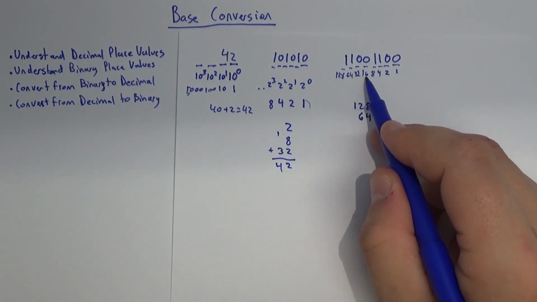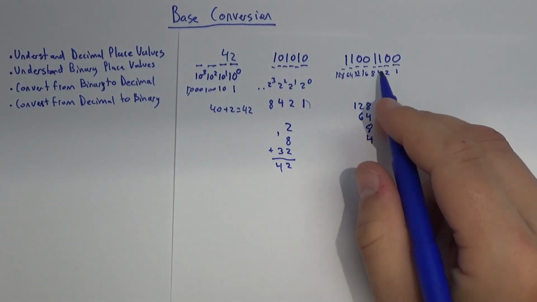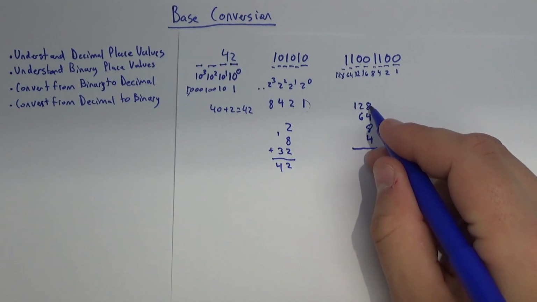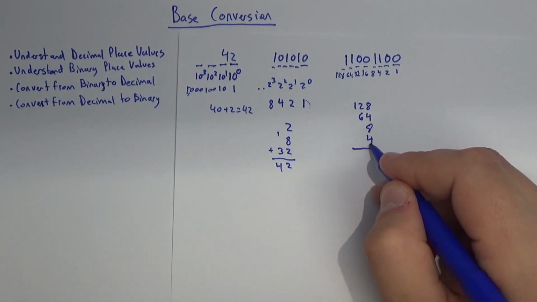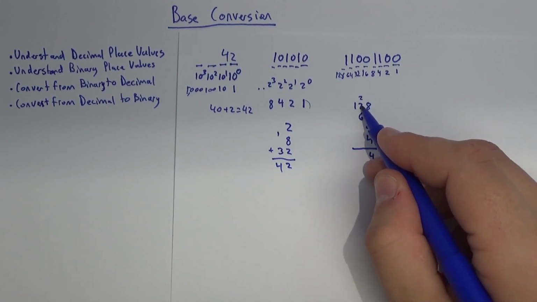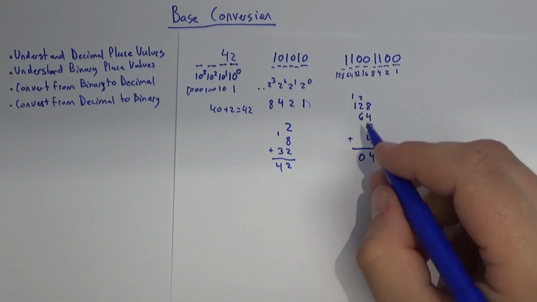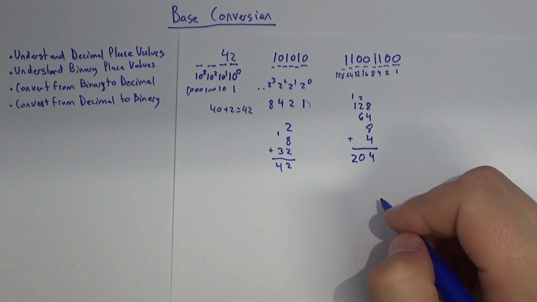Then I don't have any 32s, don't have any 16s, I have an 8, and I have a 4. There's my 8, there's my 4, and I can go ahead and add these all up. So 8 and 4 is 12, plus 8 is 20, plus 4 is 24. 2 plus 2 is 4, plus 6 is 10, and 1 plus 1 is 2. So this represents 204. Okay?